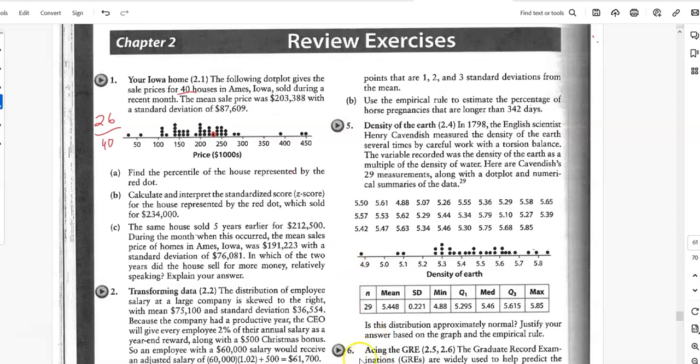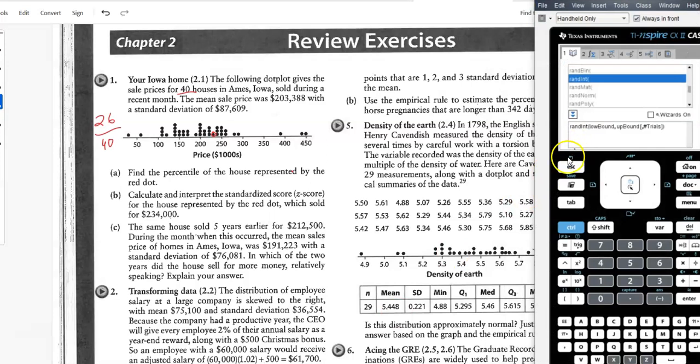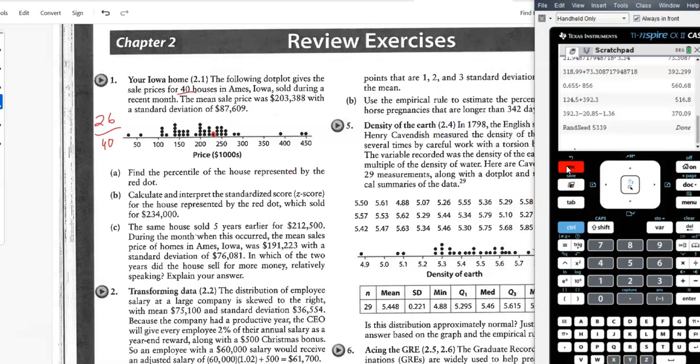Get your calculator out. Okay, so 26 divided by 40 is 0.65. So find the percentile. It'd be the 65th percentile, which means that 65% of the homes are less than that home, which is 230,000, basically. Can't tell exactly what it is.